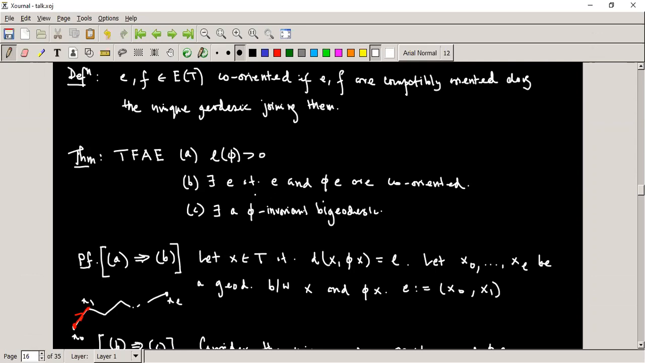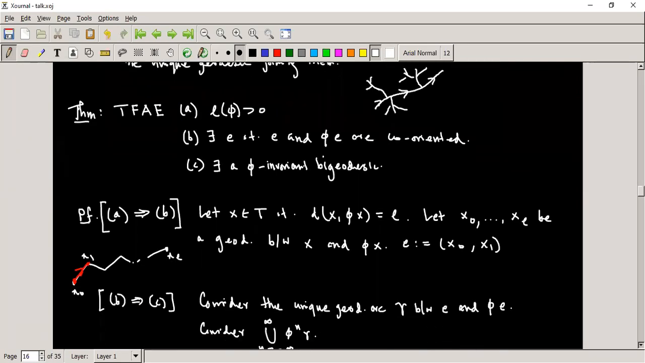Okay. So what am I saying exactly here? I'm saying A if and only if C. So what does A if and only if C mean? What does a phi invariant bigeodesic look like? A bigeodesic is just a path going between ends, right? So it is a bi-infinite non-backtracking path in the tree. The tree must look like this, which is invariant under applications of phi. So phi translates along this path, just like hyperbolic automorphisms in the hyperbolic geometry case. So L phi is positive if and only if it's a hyperbolic automorphism.